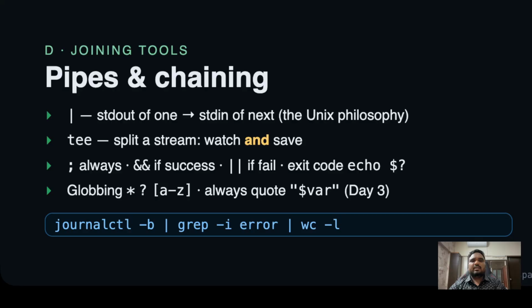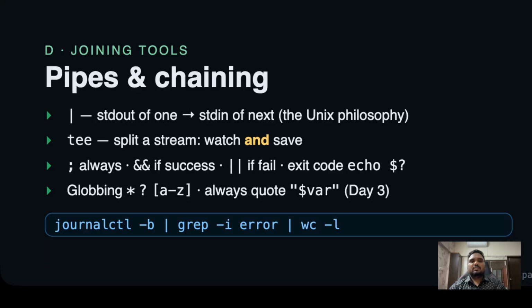Redirection sends a stream to a file. A pipe, the vertical bar, sends the standard out, stdout, of one command straight into the standard in, stdin, of the next. That's the whole Unix philosophy: small tools joined together to do something bigger. tee is a special command. It splits a stream so you can watch it on screen and save it to a file at the same time.